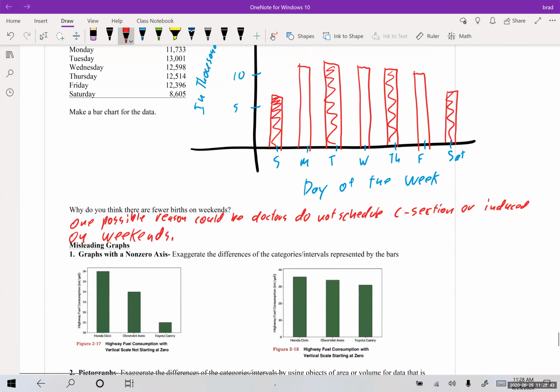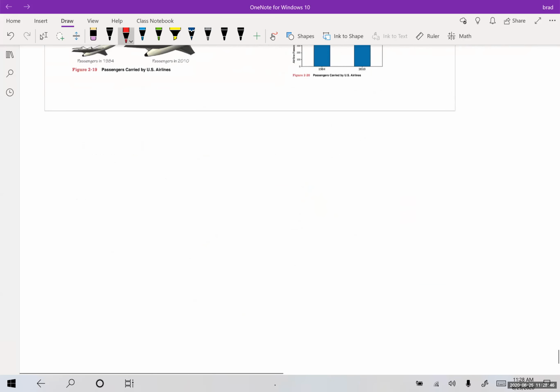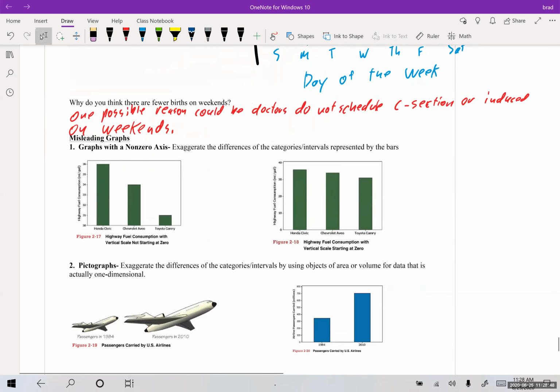Okay, so we're almost done. I believe this is the last page. Yep, this is the last little thing. It says graphs with a non-zero axis exaggerate the difference of categories, intervals represented by the bars. One thing advertisers actually use, a technique they use to convince you, is they don't put a 0 on the axis. So it says highway fuel consumption with a vertical scale not starting at 0. This is basically fuel economy.